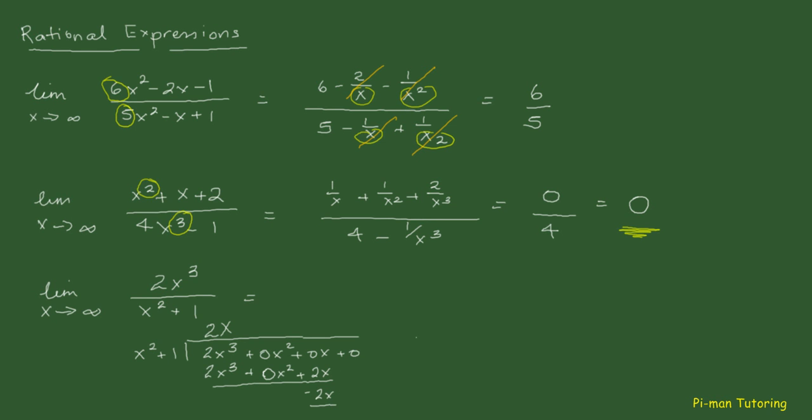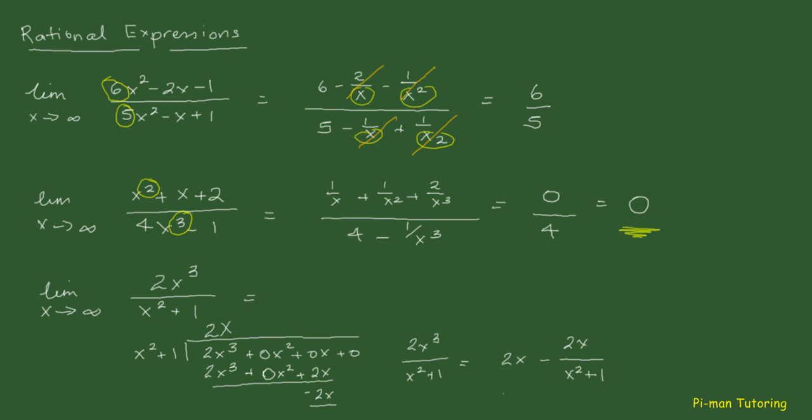So we can now say that 2x cubed divided by x squared plus 1 is equal to 2x minus 2x, which then still needs to be divided by the x squared plus 1. We left it there as a remainder, but really what's actually left is negative 2x still to be divided by x squared plus 1.